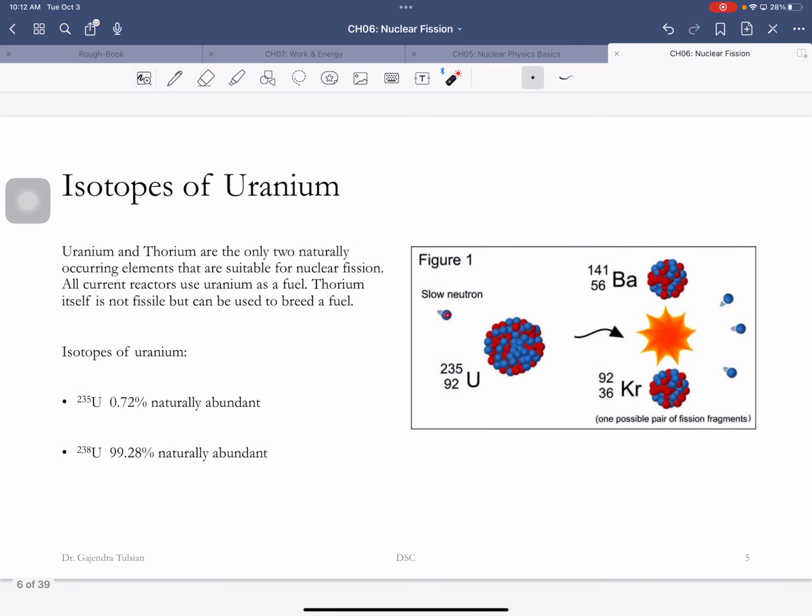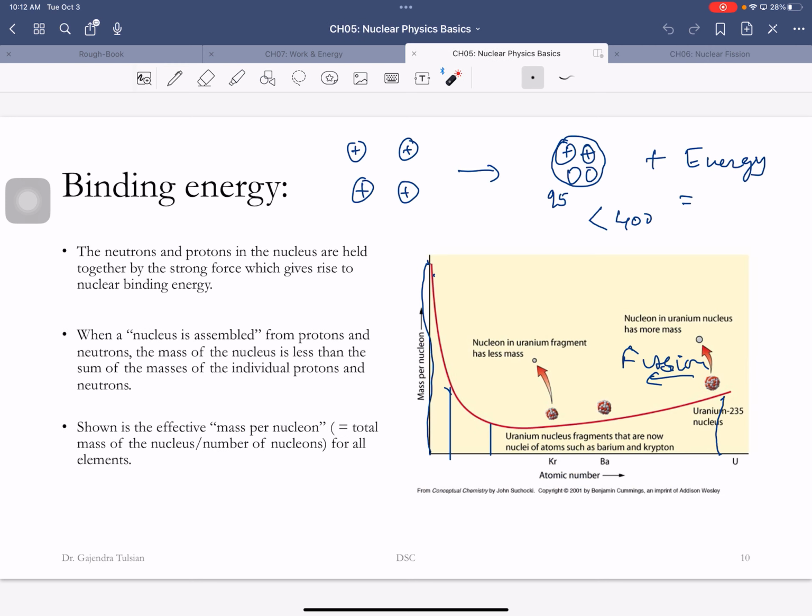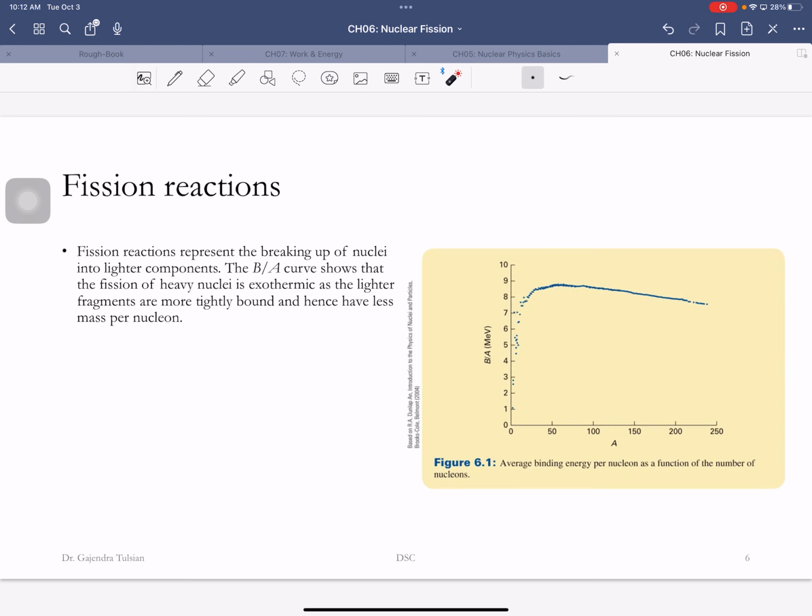Again, you're going to split this into these pieces. These guys weigh less, and the missing mass is converted to energy. How much energy is released? About 200 MeV. So this graph is sort of the inversion of this graph, this graph upside down. You took a heavy nucleus and split it into nuclei, and the binding energy per nucleon is greater, meaning they're weighing less.